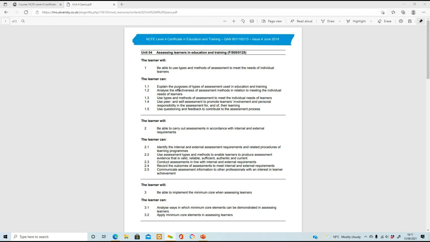1.3 is use types and methods of assessment to meet the individual needs of learners. 1.4 is use peer and self-assessment to promote learners' involvement and personal responsibility in the assessment for and of their learning. And then the last one is use questioning and feedback to contribute to assessment processes.